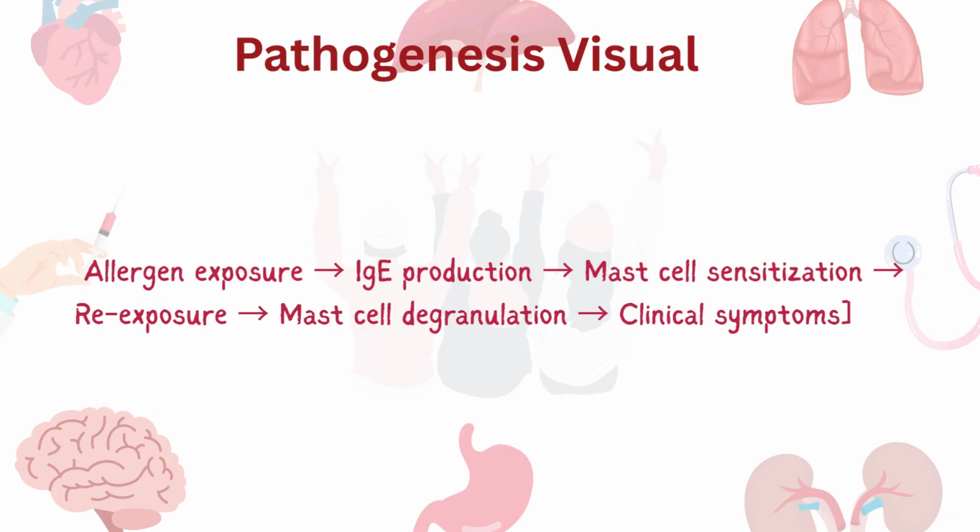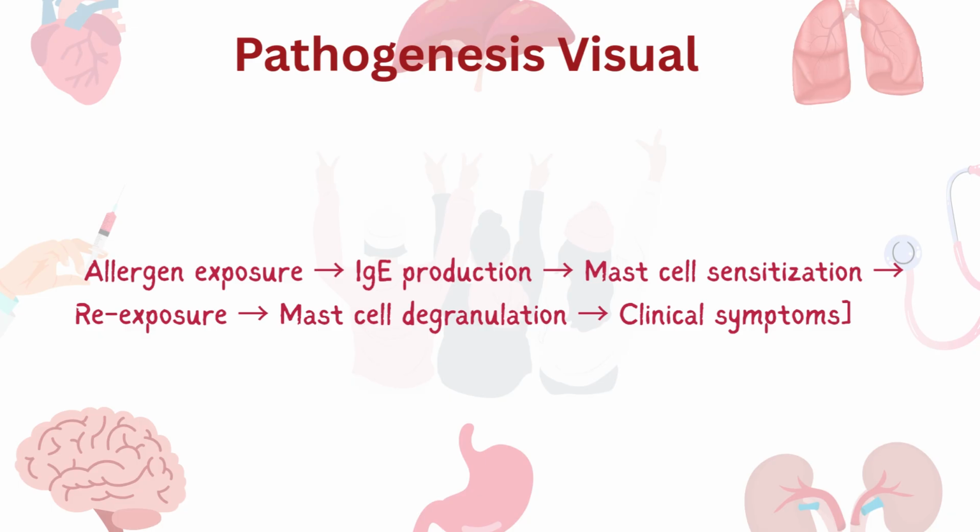The pathogenesis of anaphylactic shock includes the initial sensitization, which is the first exposure to the allergen, which stimulates the B cells to produce allergen-specific IgE antibodies. Now, these IgE antibodies bind to the FcεRI receptors, which are present on the mast cells and the basophils, and they sensitize them.